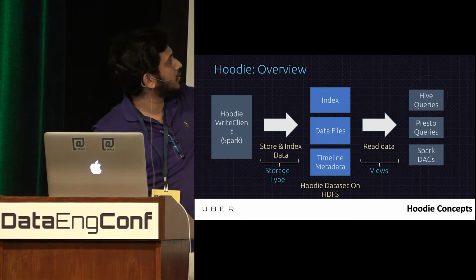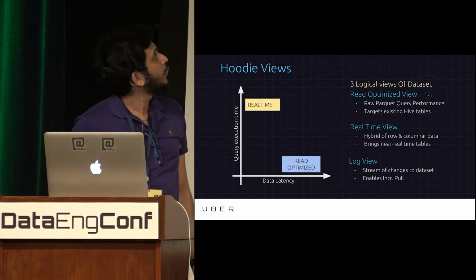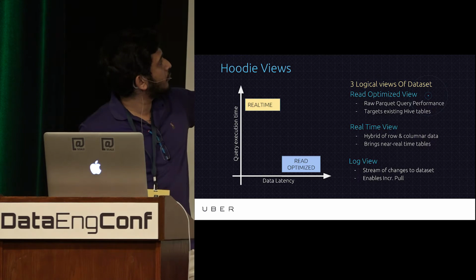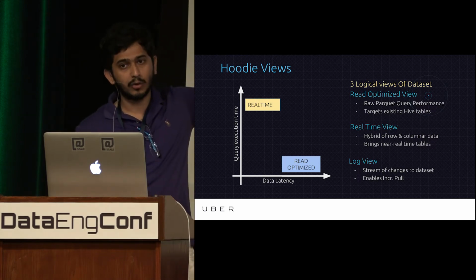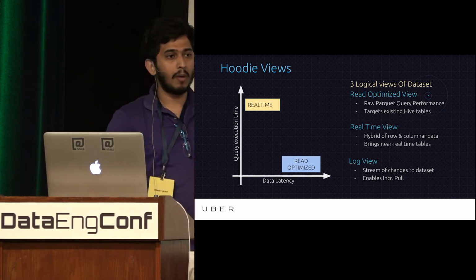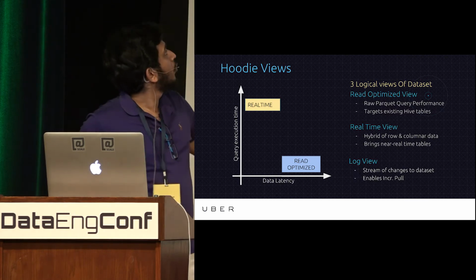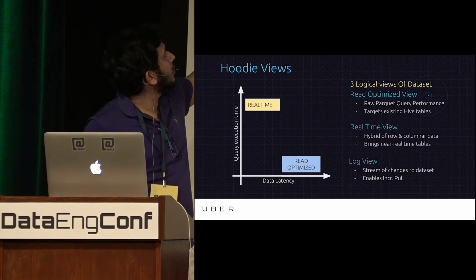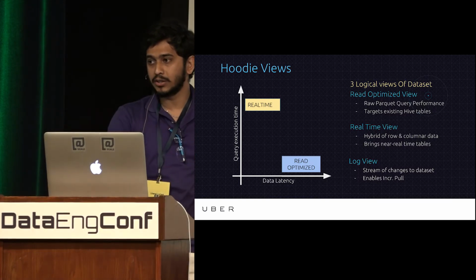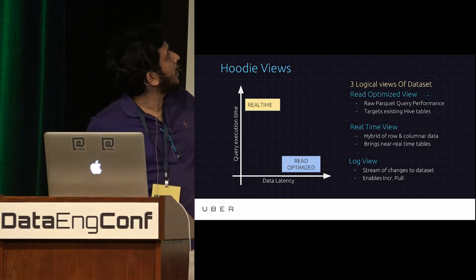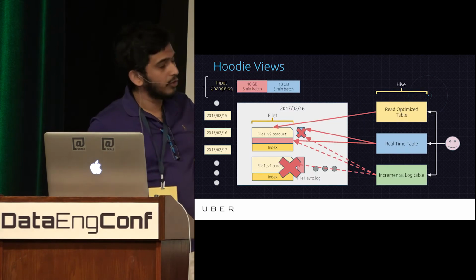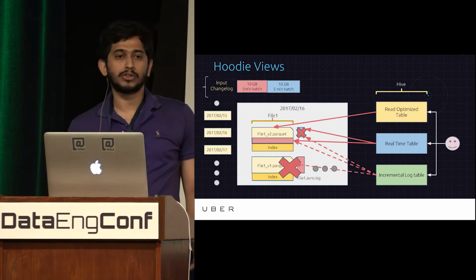Cool. So we saw the storage type a little bit. Let's look at the views quickly. Like I said, there are two major views in terms of trading off between data latency and query latency or query execution time. The read optimized view takes a hit on the data latency, while it is really optimized for analytical or columnar queries. While the real time view takes a little bit of a hit on the query execution time due to the use of a hybrid of columnar and row-based file formats. But it pushes the data latency down to a large degree, right? And the log view is simply a special view which uses the metadata and simply pulls records out of the storage.